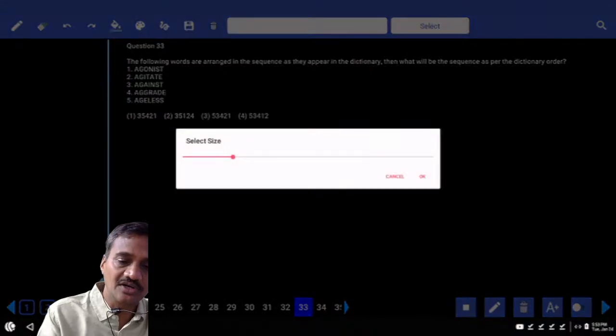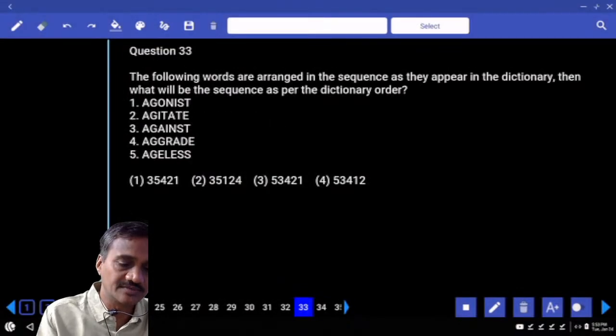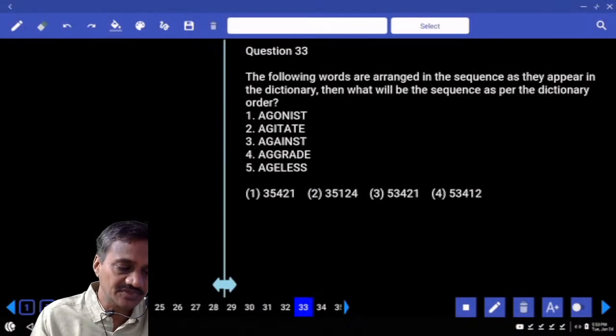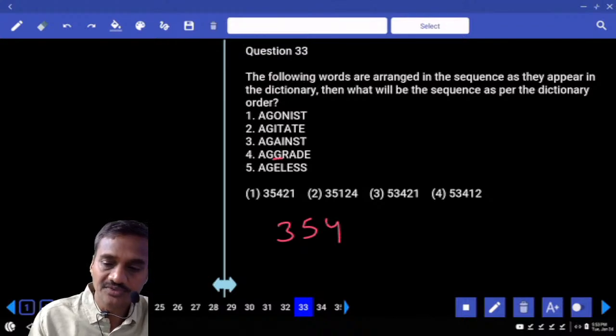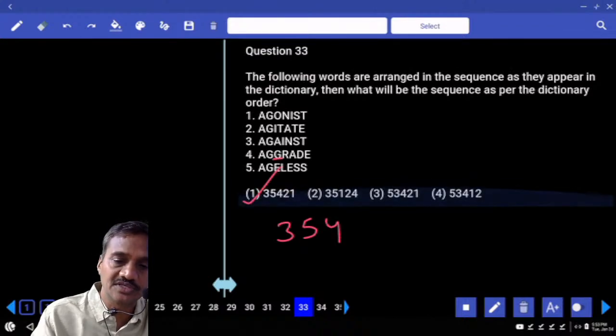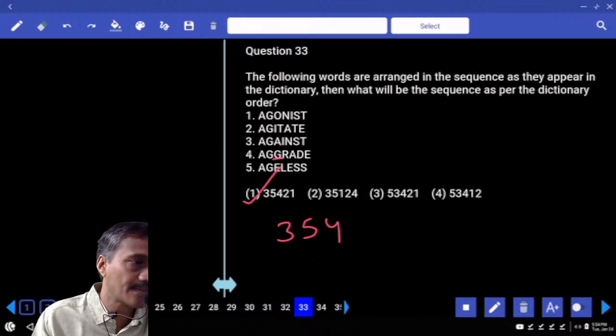Now in this 33, all these elements should be arranged in the dictionary order. Tell me what is the first one we have? The first one is AGA. Now AGA comes first, 3, followed by 5, 3, 5. The next one is AGG, that is 4. 3, 5, 4, that is given in choice 1, question number 33.